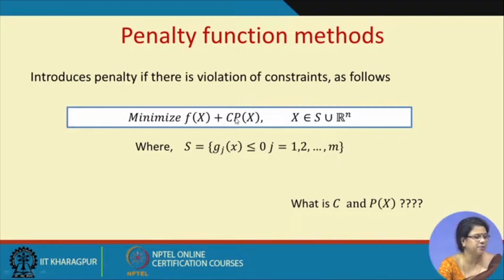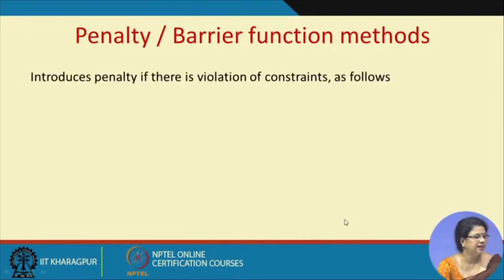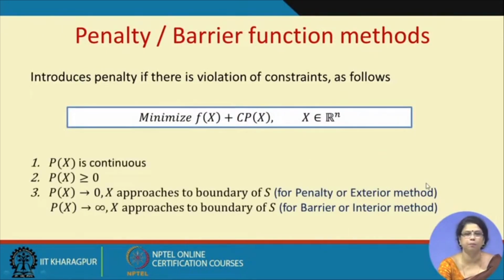Now as I said, px is a function of gjx. That is why the value of px will depend on the value of x, whether it is within S or not. In the next part we are finding out the properties of px. Now in literature it has been said that if we have a nonlinear programming problem, we convert it to an unconstrained optimization problem with the inclusion of the penalty function as well as the constant c.